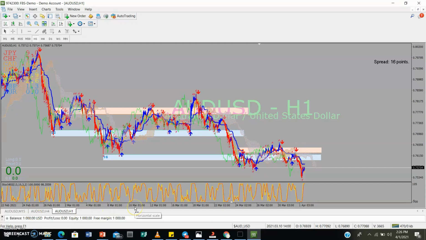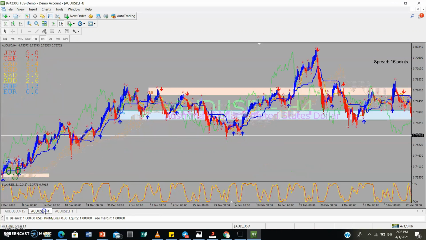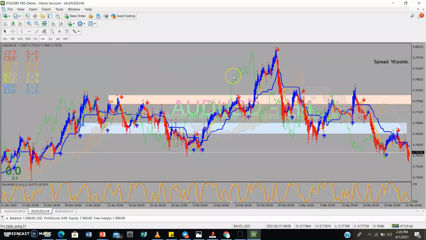It will probably tell you the closest support and the closest resistance within the current market price. Okay, but I like to use this indicator in the 4-hour time frame. Why? Because I get more accurate and bigger trades to take.